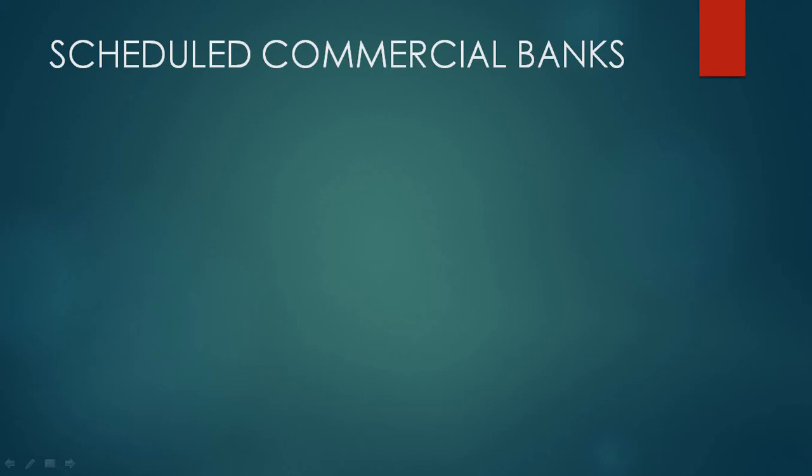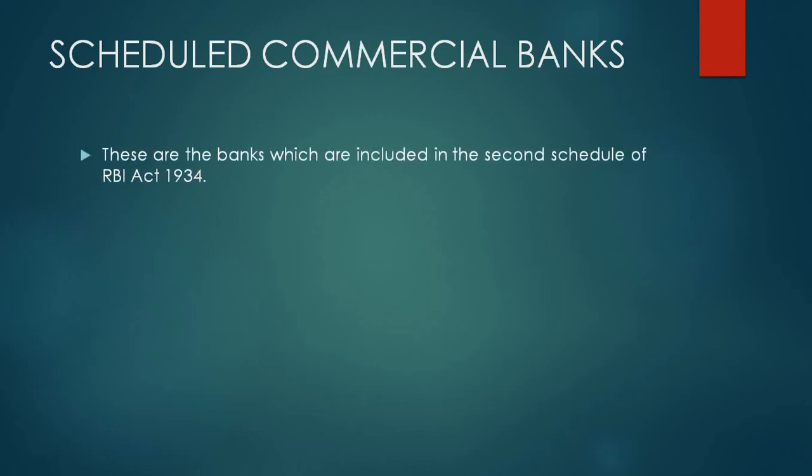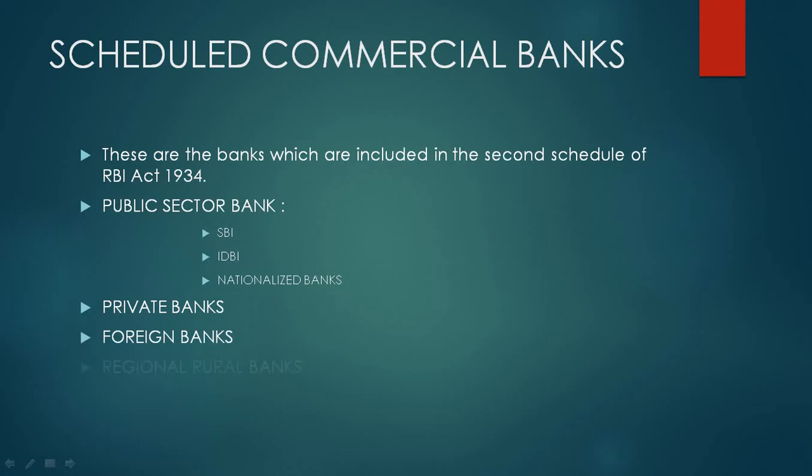The scheduled bank can be divided in two parts: scheduled commercial bank and scheduled cooperative bank. In this video, we will discuss about scheduled commercial bank. These are the commercial banks which are included in the second schedule of the RBI Act 1934. The scheduled commercial bank consists of public sector bank, which includes SBI, IBPS, and all the nationalized banks, private banks, foreign banks, and the regional rural banks.